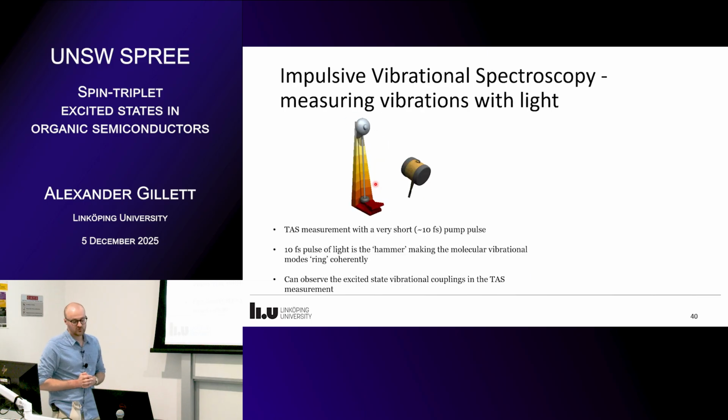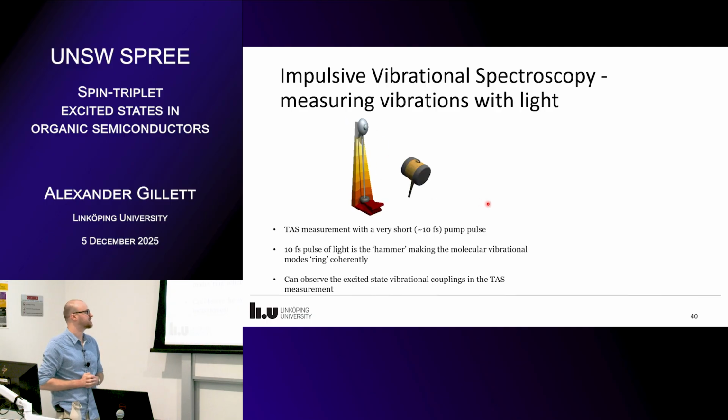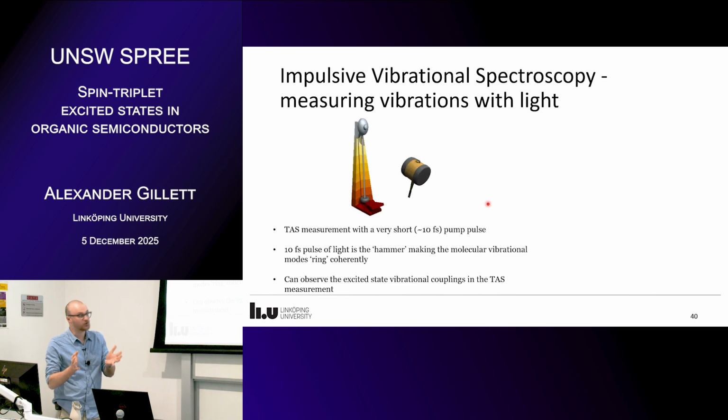So one of the experimental toolkits we have to experimentally determine our vibrational couplings is something called impulsive vibrational spectroscopy. It's just a fancy name for doing transient absorption with a very, very fast excitation pulse. Basically, if the excitation pulse is shorter than the period of vibrational modes, you can coherently excite them. So you go from the ground to the excited state potential energy surface, and your molecules oscillate, at least before they damp, in phase with each other. And then you get some kind of vibrational contribution on your TA data.